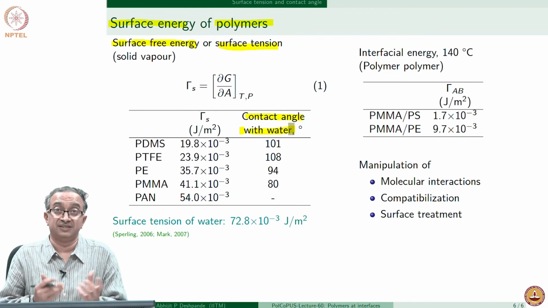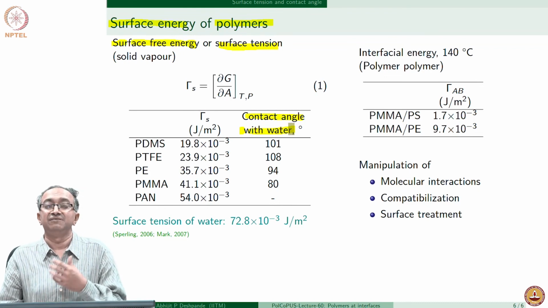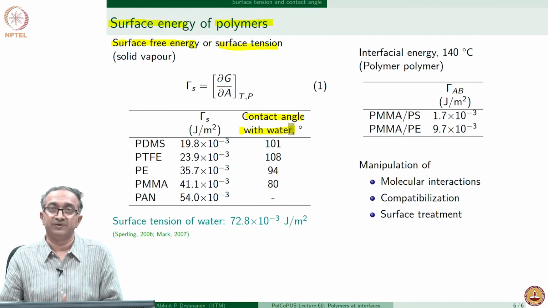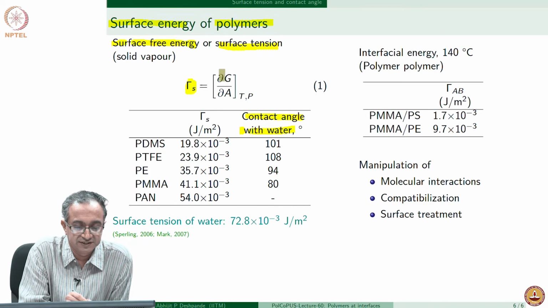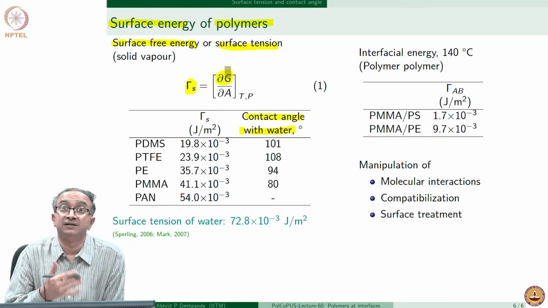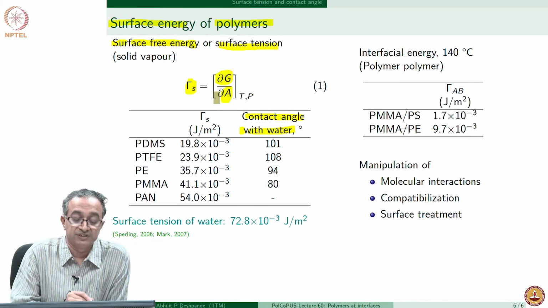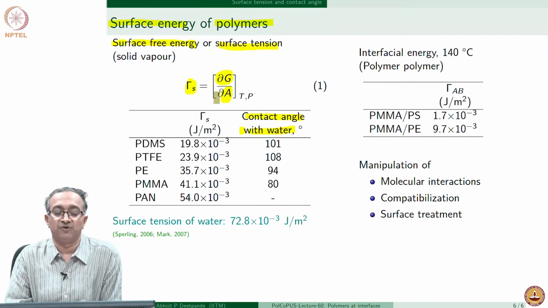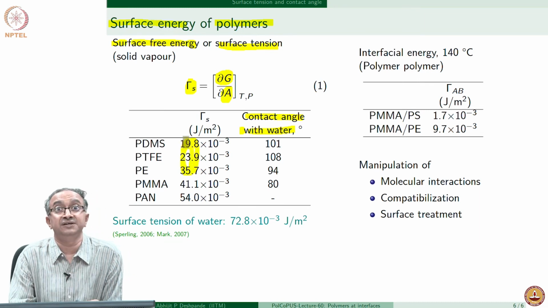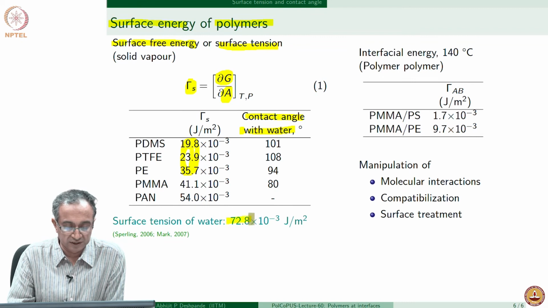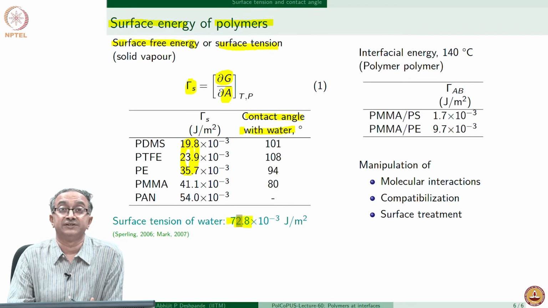So, contact angle is an important way to assess the wettability of substances on a polymeric substrate and other substrates also. And so, the surface free energy is defined as the change in free energy with respect to the change in area given temperature and pressure are constant. And here what we are looking at is surface free energy for several different materials, and you can see that polymers in general are low surface energy materials. Water, for example, has a higher surface energy.